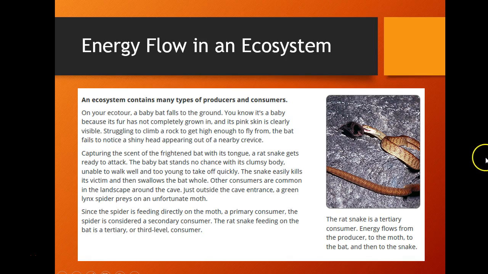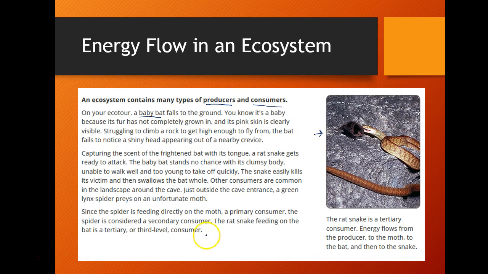Okay, so now let's look at the energy flow in an ecosystem. An ecosystem contains many different types of producers, organisms that make their own energy, and many different consumers, organisms that consume other organisms. So for example, in the ecosystem that we just looked at in that cave, there are baby bats, and in some cases, baby bats can fall to the ground, making them susceptible to different predators. And so what you see here is that this baby bat can then be eaten by a snake.